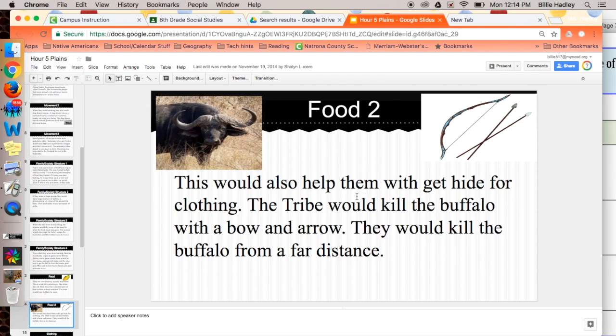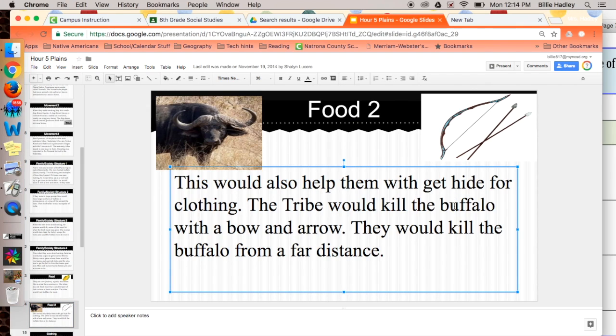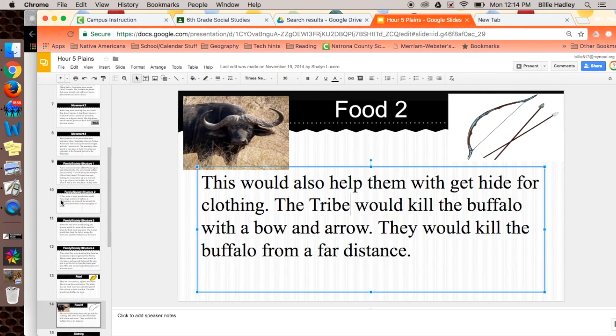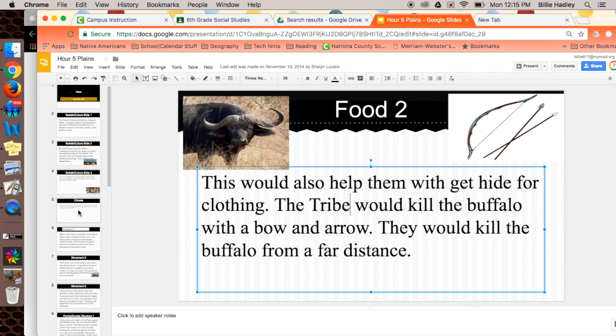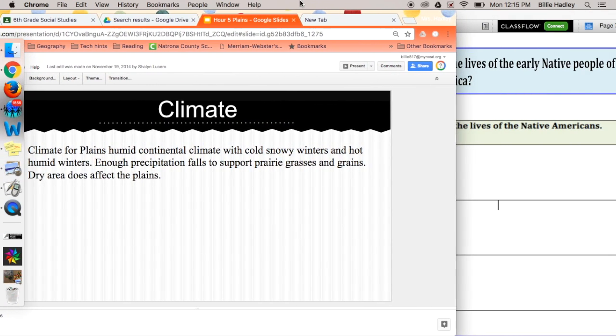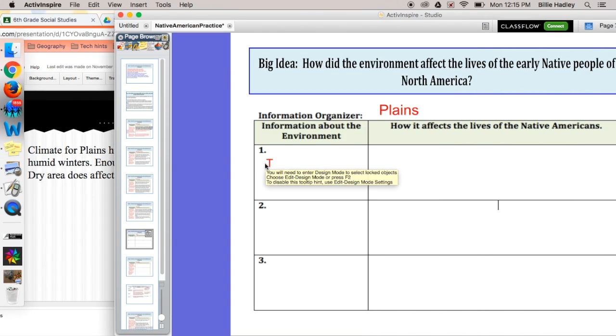All right, so here we have a connection between the buffalo and the clothing, that they wore buffalo for clothing. So in order for the buffalo to live, the buffalo eat grass. So that's the connection that we are going to make. So when we go back to our climate, they have precipitation to support prairie grasses growing.